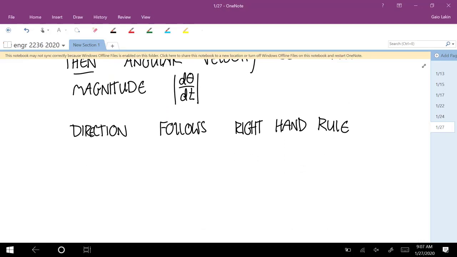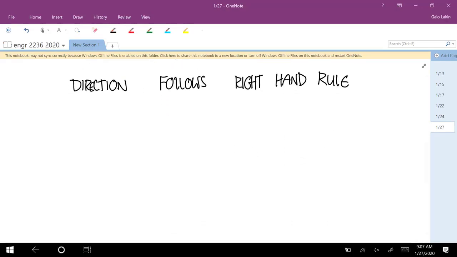Any questions about that? Yeah. So just to understand that concept, basically we're just doing a vector for circular motion, correct? Yeah, it's the angular velocity.